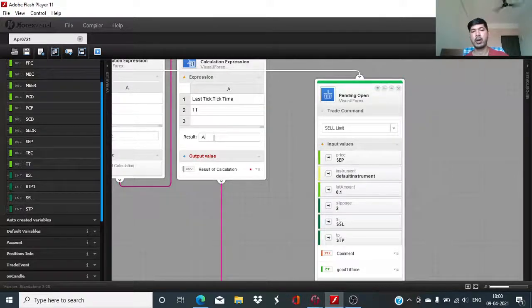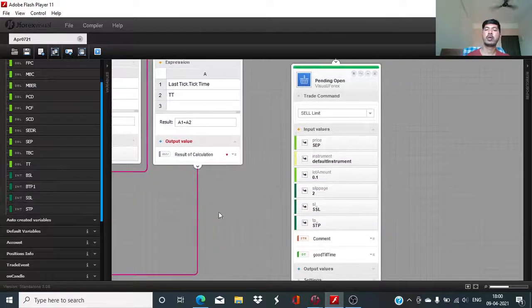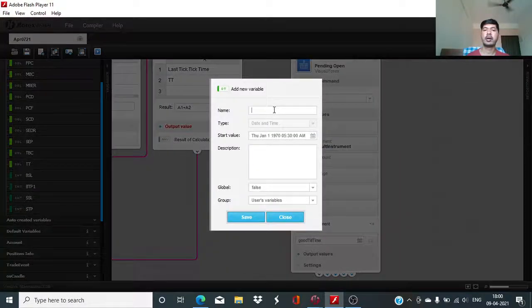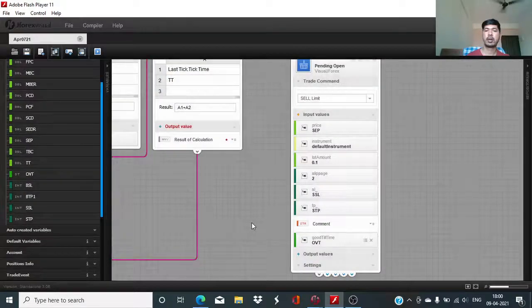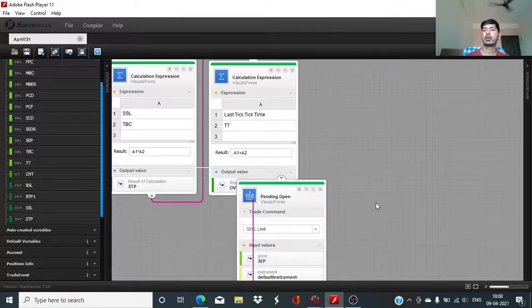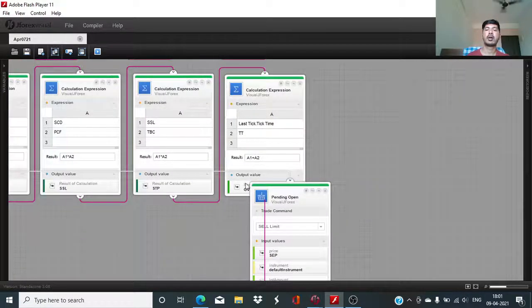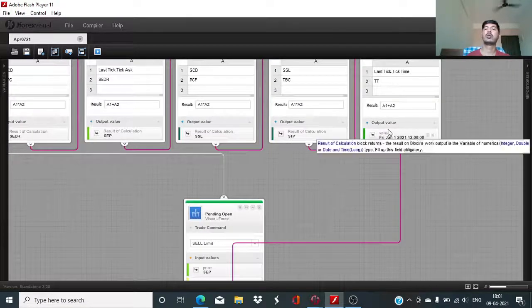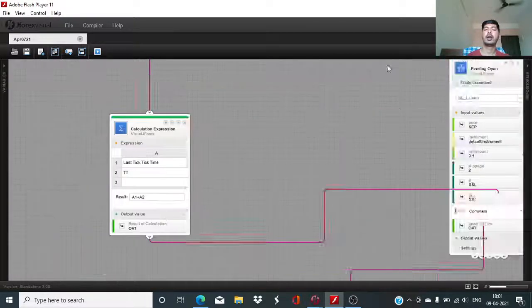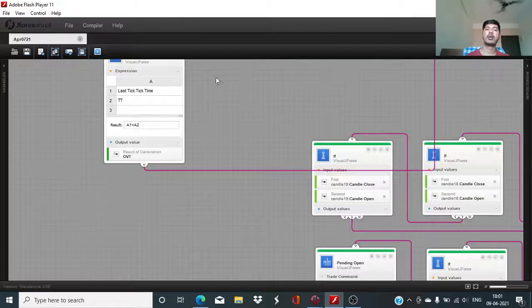Okay, so now I will do A1 plus A2. And here also we need to make sure that data type matches. So what I will do, I will create the variable here and we'll name it order validity time, and its output will be derived from this result of the calculation. So that looks good to me. And we also have to use the same variable for buy side. There also the order validity of 1 hour will be used.